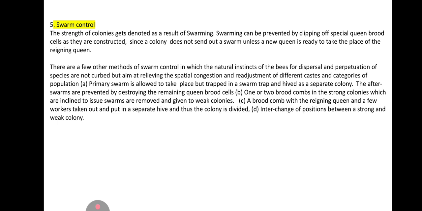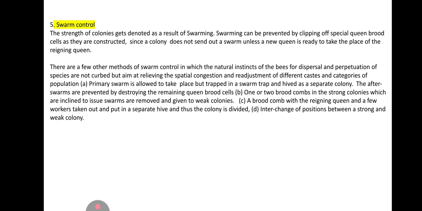Next is swarm control. Swarm control means controlling the density of bees. The strength of colonies gets depleted as a result of swarming. Swarming can be prevented by clipping the special queen brood cells as they are constructed, since a colony does not send out a swarm unless a new queen is ready to take the place of the laying queen.